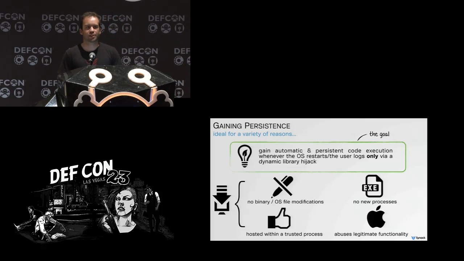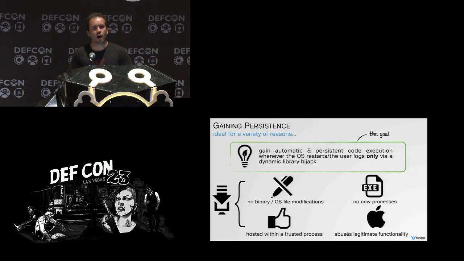All right, so I want to talk about persistence first. This is probably one of the best uses of the attack. Again, our goal is to gain automatic and persistent code execution by simply dropping a dylib to disk. That's all we're going to do. The benefit of this, again, is there's no binary or OS modification. So we're not breaking any digital signatures. We're not modifying any plists or autorun locations that might be monitored.